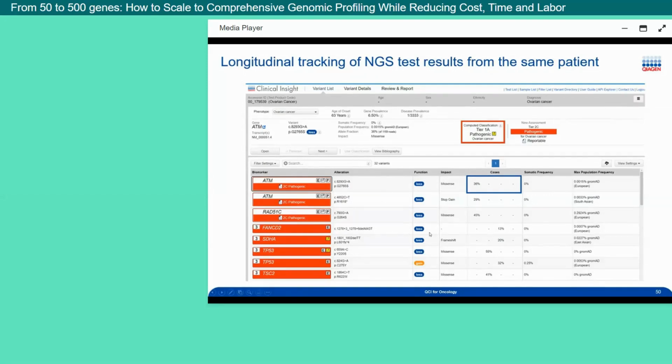Whereas if you go to the FANCD2 mutation, this mutation was only present in the 3rd sample, but not in the other samples. So this view allows the tracking of allele fractions of mutations over time to track disease progression, to monitor therapy response, and to investigate potential acquired therapy resistance mechanisms.